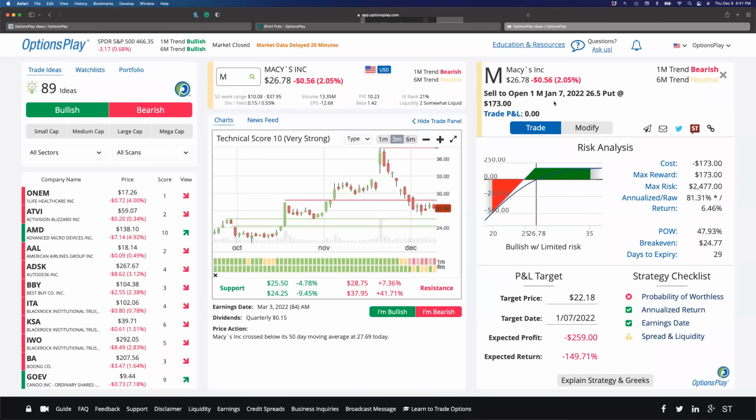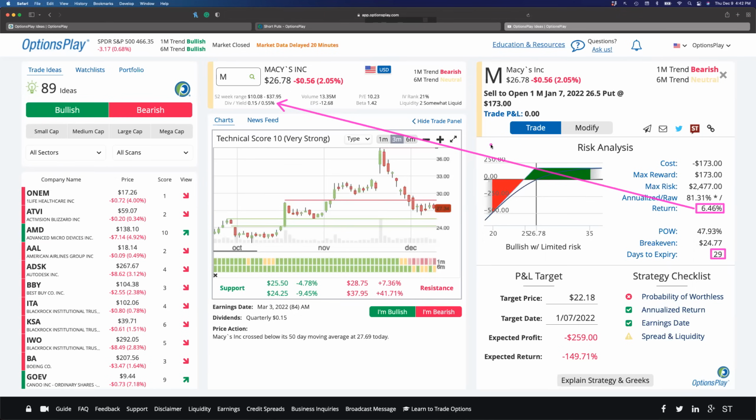trade within OptionsPlay. So this is looking at the January 7th, 26.5 put options. This is now collecting $1.73. Now, just to put that into perspective, that's a raw return of 6.46% in just 29 days. Compare that with 0.55% in a full year. So if you own Macy's as a stock, you're collecting 0.5% per year. Versus selling the put option, you're collecting 6.5% in just 29 days.